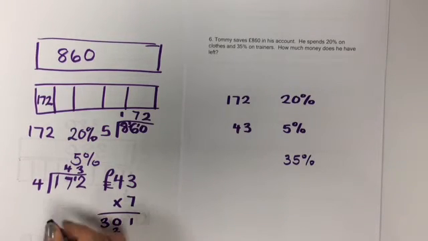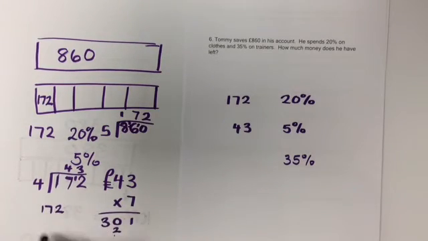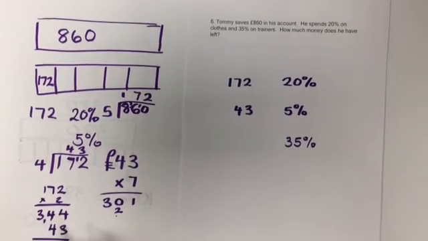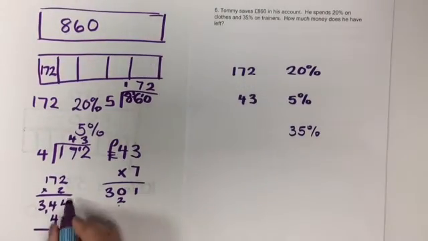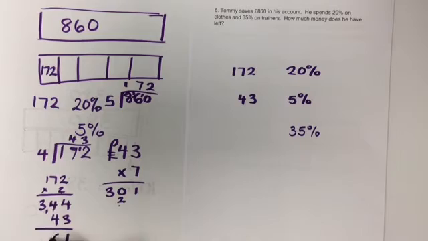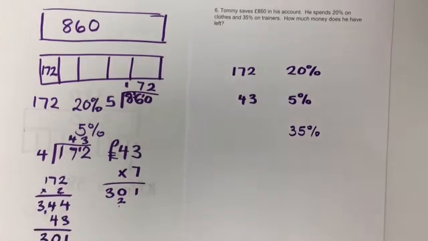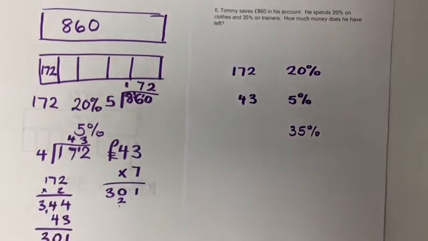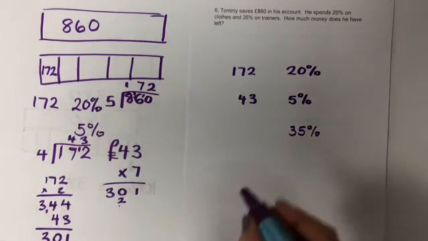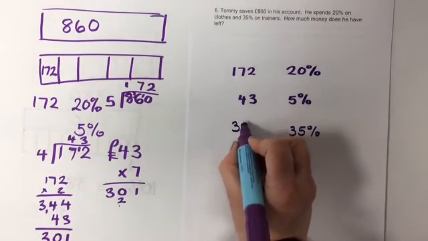So 172 times 2 is 4. 2 7s are 14. 1 2 is 2 and 1 is 3. That's 3 4 4. And then I need to take away my 43. Does it get me to the same figure? 3 from 4 is 1. 4 from 4 is 0, and 3. So it doesn't matter which way you did it, you still come up with the same figure of 301 for 35%.